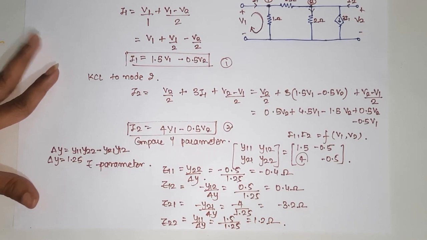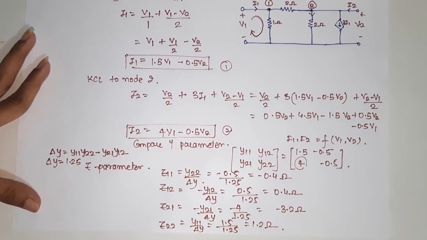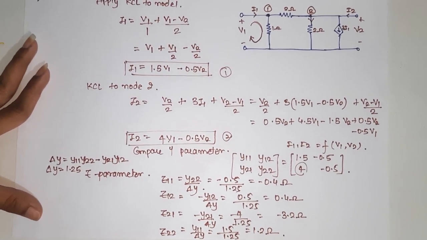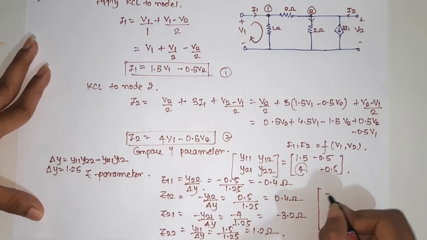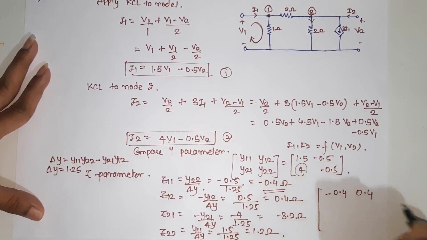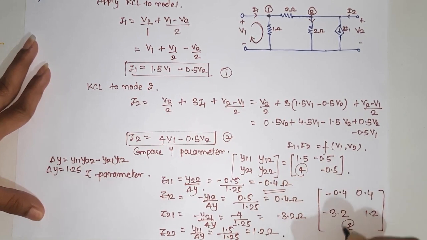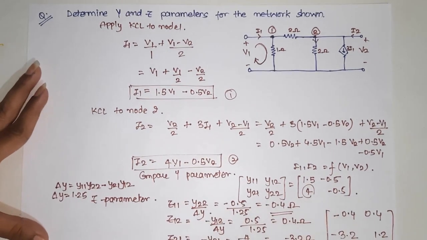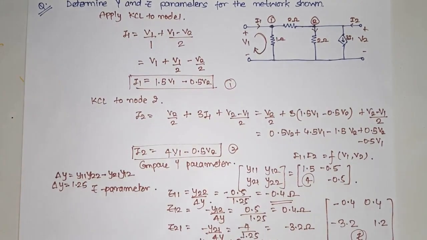So here we have got all the z parameters as well. So what we can do is we can now represent this as a matrix. So in the matrix it will be minus 0.4, z11, then z12, z21 and z22. So this is our z matrix. Similarly, the y we got earlier is written here.